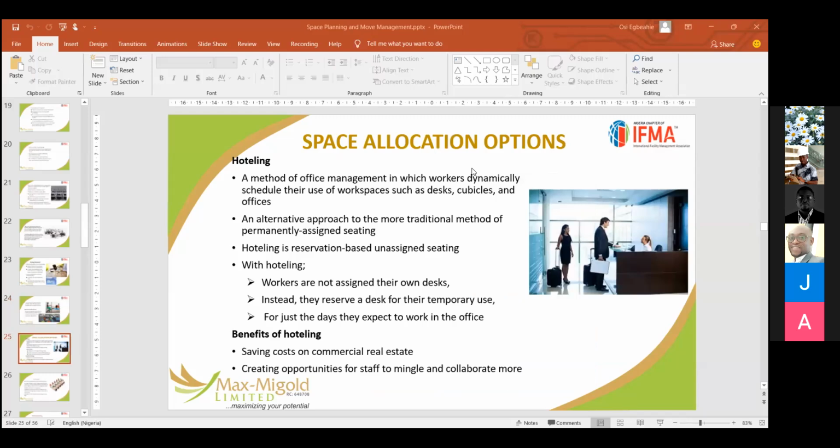Space allocation options, we're talking about the hoteling system. Hoteling is a method of office management in which workers dynamically schedule their use of resources such as desks, cubicles, and offices. It is an alternative approach to the more traditional method of permanently assigning seats. Hoteling is reservation based instead of assigned seats. With hoteling, workers are not assigned to their own desks. Instead, they reserve a desk for their temporary use, just for days they are expected to be in the office.